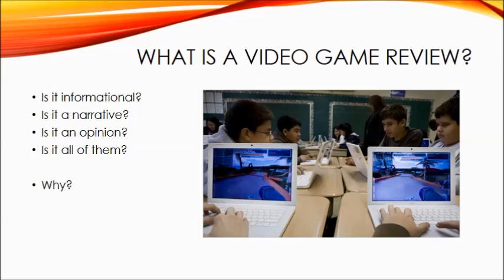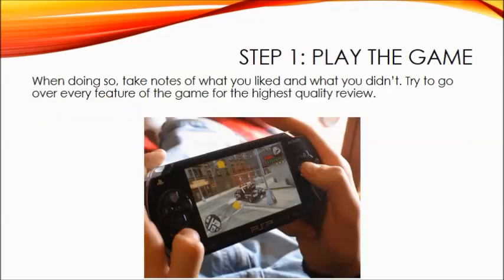And it's okay to throw in a bit of all three for this exercise, but you gotta know the difference and try to keep it a little separate. So how do you write a video game review? Step 1, you play the game, and be sure it's age appropriate and ensure your parents are okay with it. So when you're done, you take notes of what you liked and what you didn't like. Try to go over every feature of the game so that you get the highest quality review.